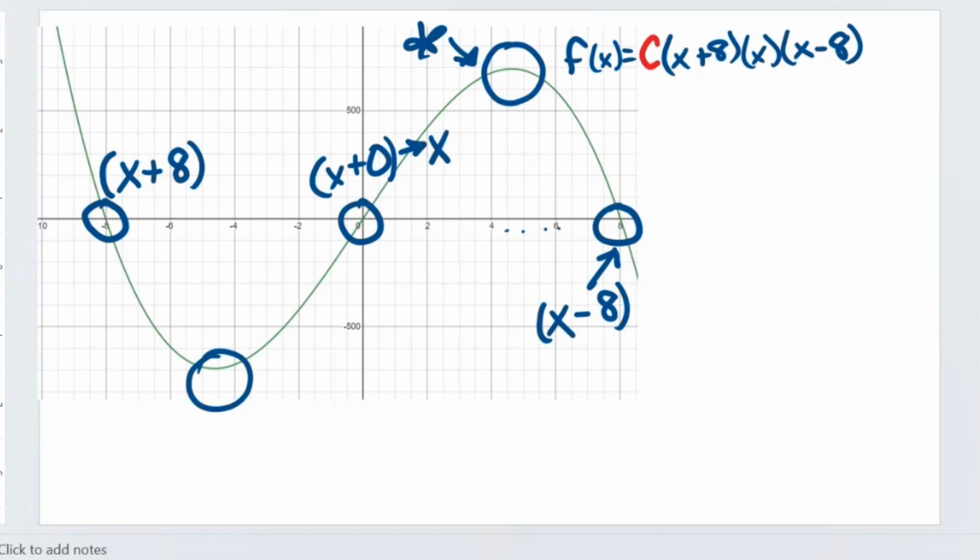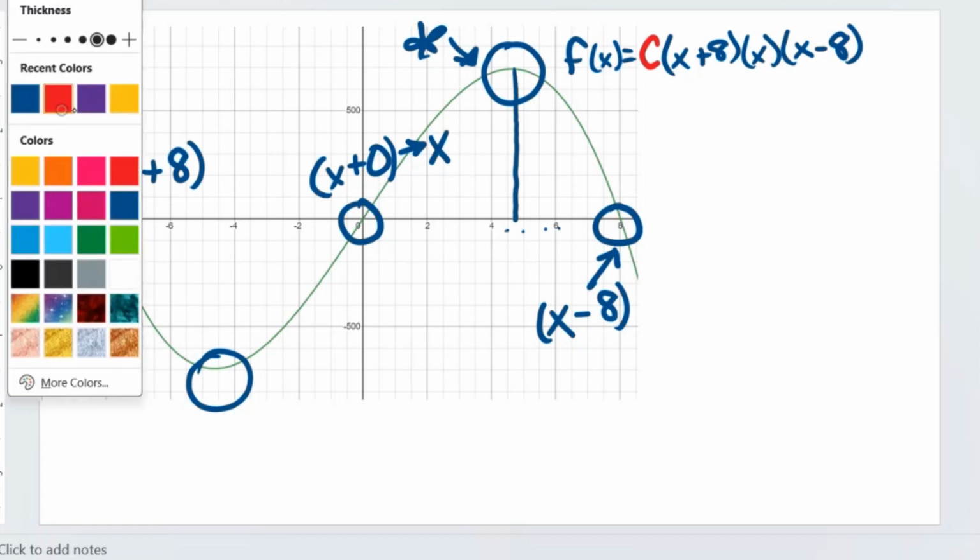So I think right around here, it's not perfectly straight, but you can see that it's between the 4.5 and the 5. I'm going to call that x value 4.75.